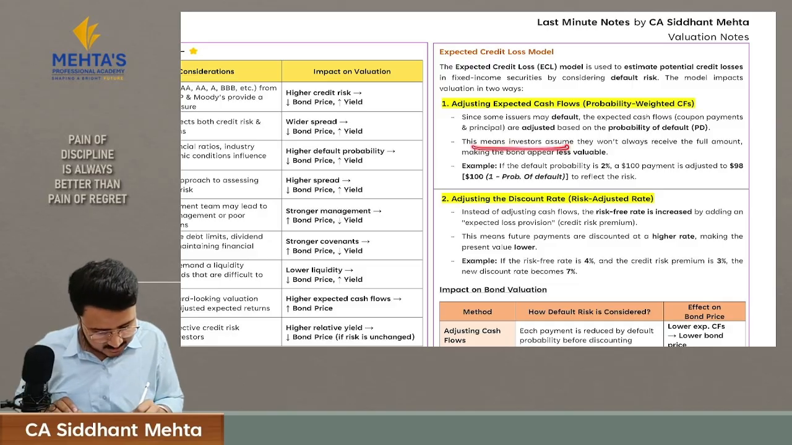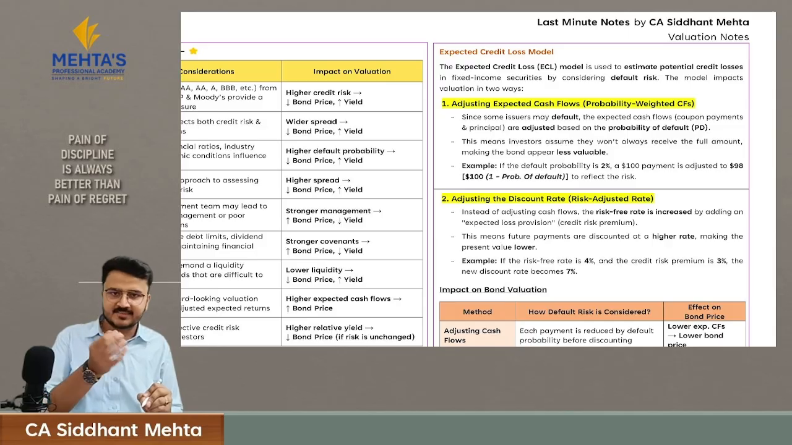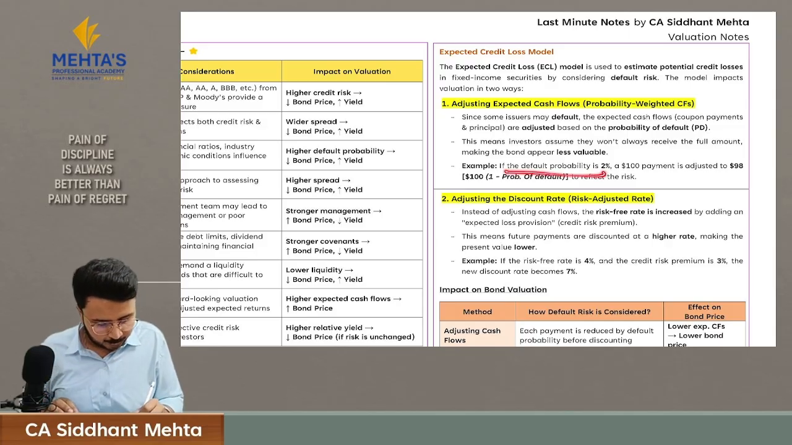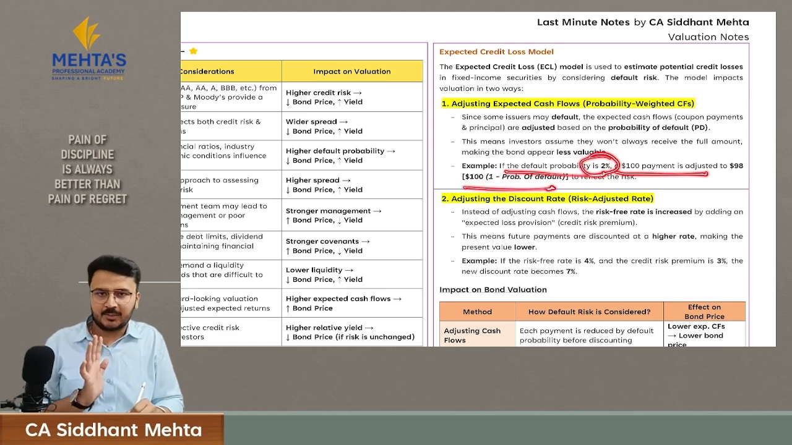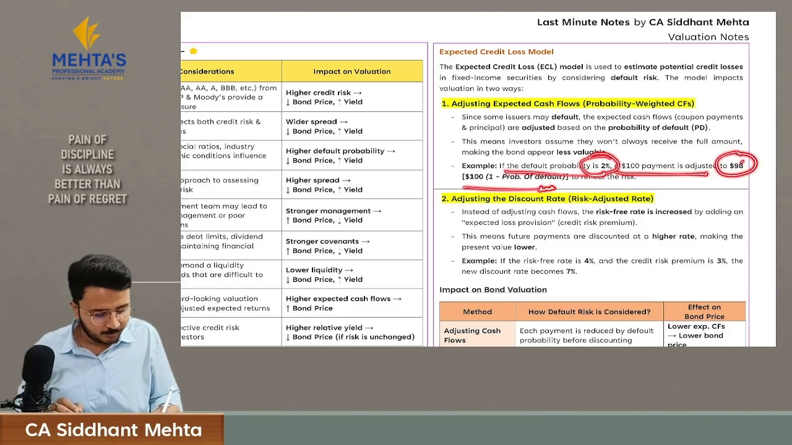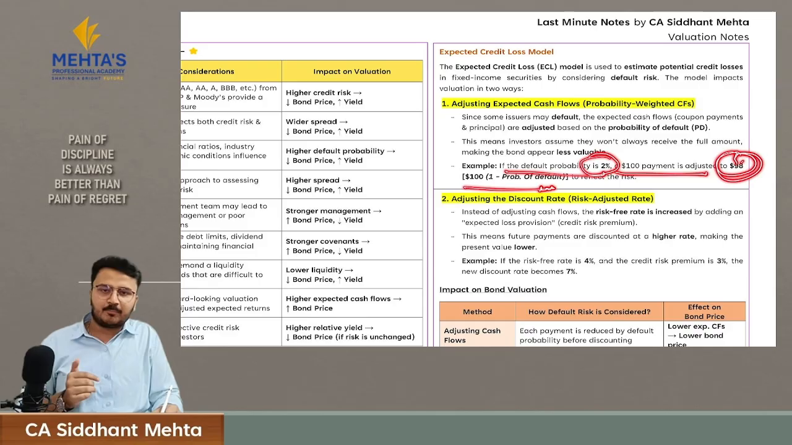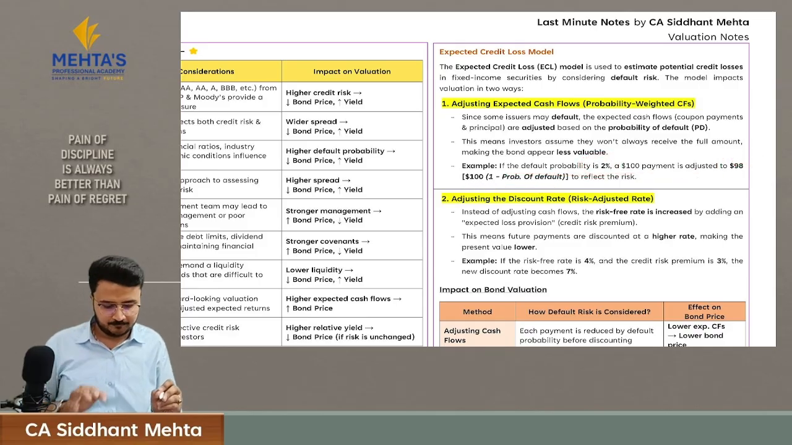flows. Since some issuers will default, the expected cash flows are adjusted based upon the probability of default. This means the investor will assume that they won't always receive the full amount, making the bond appear less valuable. So if the default probability is 2% and the payment is 100 rupees, I will adjust it with 100 into 1 minus probability of default, that is 98%. 100 into 98%, I will get the amount and I will discount this amount for my present value calculation. This is the first method.